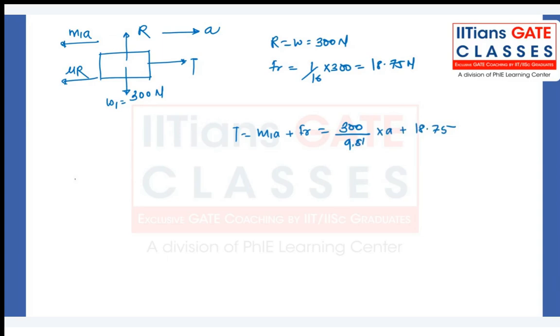Similarly, the second body is like this. Weight is 30 Newton acting downward. We have tension in the string like this.